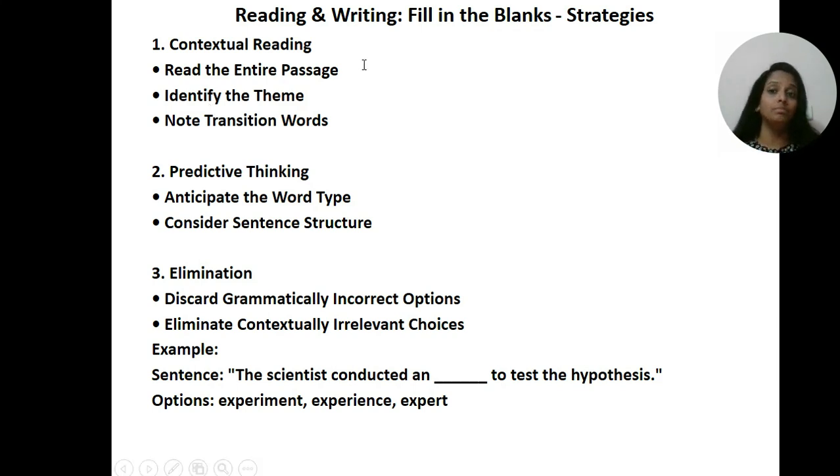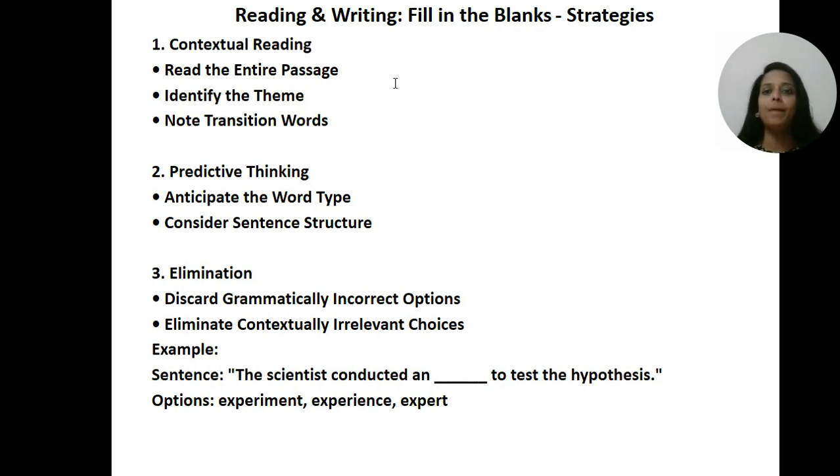Before you attempt to fill in blanks, read the entire passage in order to gain an overall understanding of the topic and the tone, because this will help you in anticipating the type of words that would fit appropriately. And then identify the theme. You need to recognize the main idea to anticipate appropriate vocabulary.